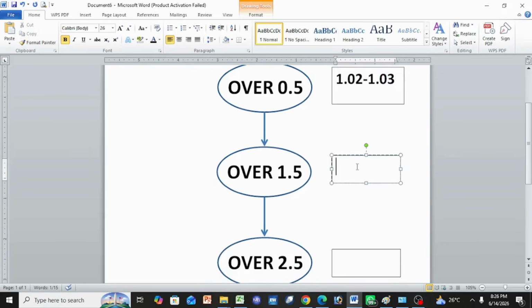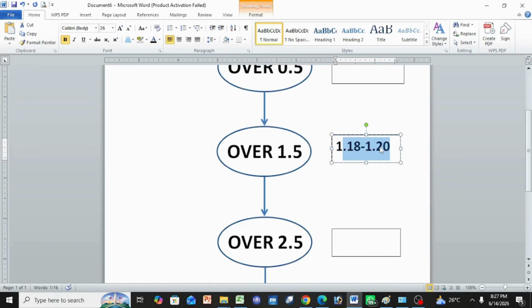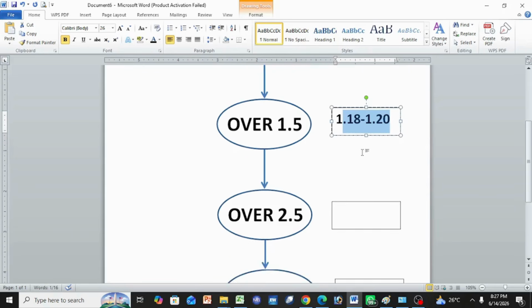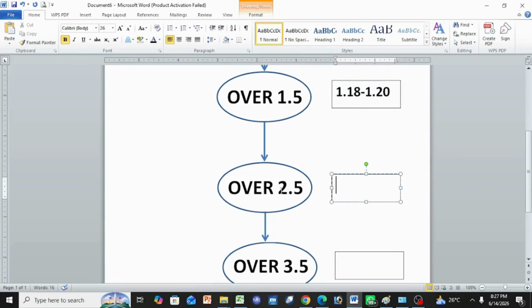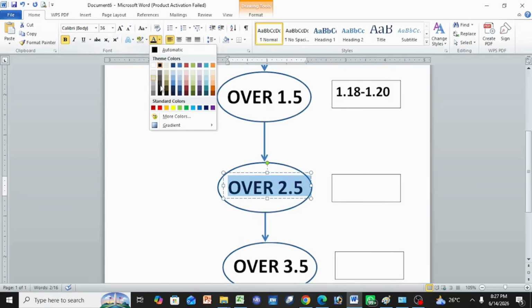Now the next goal line is over 1.5 goals. Over 1.5 goals must be from 1.18 to 1.20. This is very important, 1.18 to 1.20. At the end I'll also show you how they can twist the odds to make it look like a trap, so it is important for you to pay close attention. Now we have the last one, which is the boss of them all, the main man, the one we are looking for, which is over 2.5 goals.